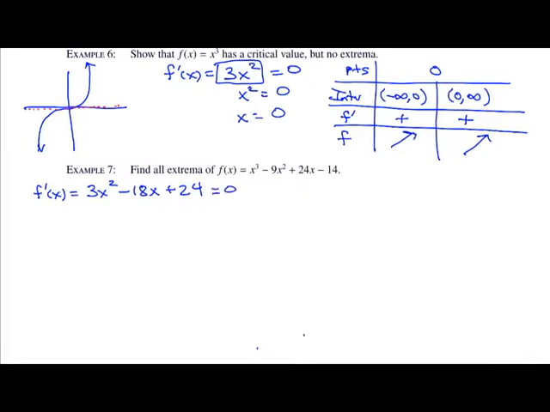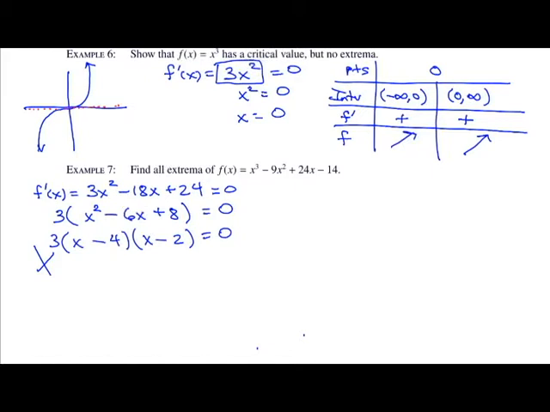and factor. So first, I notice that 3 will factor out of everything. That leaves me with x squared minus 6x plus 8 equal to 0. Next, I can factor x squared minus 6x plus 8. And that's x minus 4 and x minus 2. If we set 3 equal to 0, we don't get anything there. But from these other ones, we get x equals 4 and x equals 2.